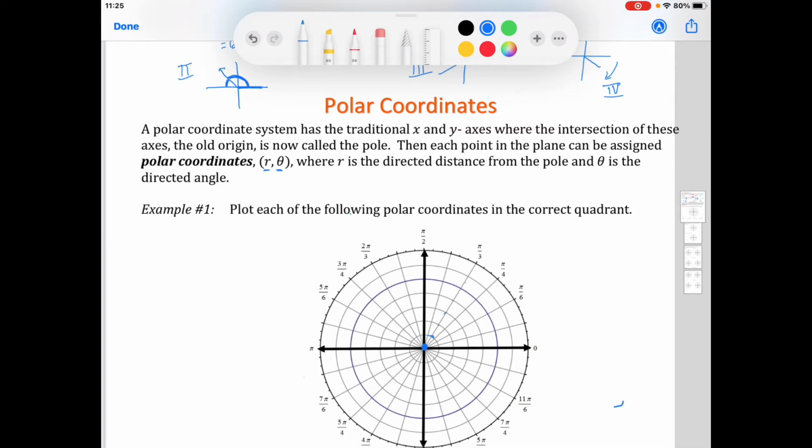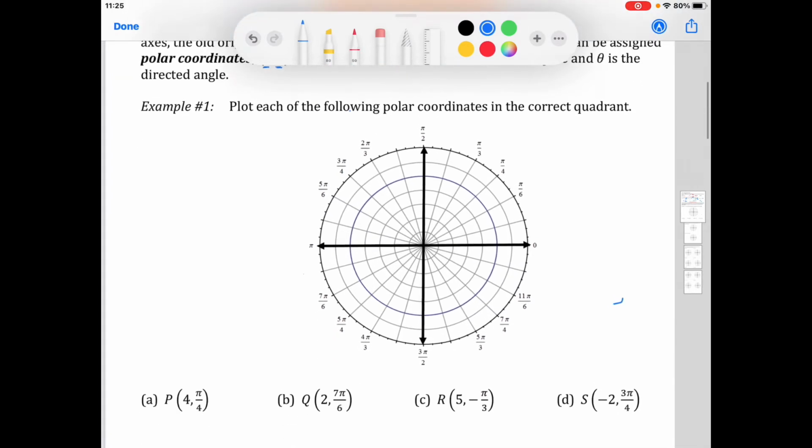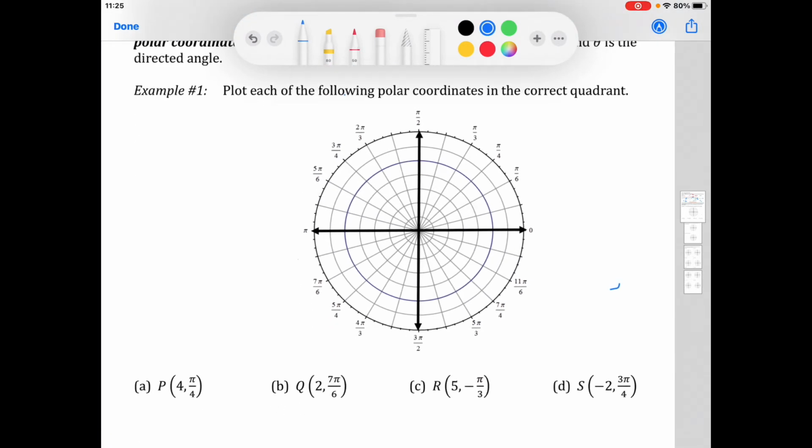So let's say if r is 1, then you would be here, 2 is here, 3, 4, 5. You're going outward from the pole. This is something some students get confused with, so I wanted to bring it out. I'm sorry about this, just wanted to erase it. Where r is the directed distance from the pole and theta is the directed angle. This is what we talked about.